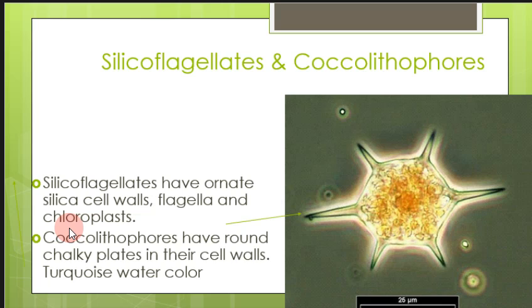Coccolithophores have round chalky plates as their cell walls, and they make the water a really turquoise color, a beautiful turquoise color. Keep that in mind when you're swimming in those beautiful waters. There's creatures in there with you, and they're good. So we could assume that coccolithophores are in the Caribbean Sea, which is why it's that color. Yeah, I would think so.